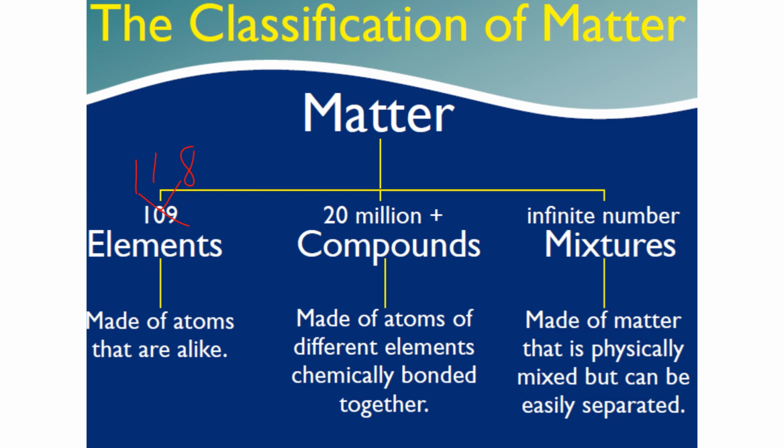The second group of matter are compounds. Compounds are made of atoms of different elements chemically bonded together in a fixed proportion. There are over 20 million combinations of elements that go into making compounds.